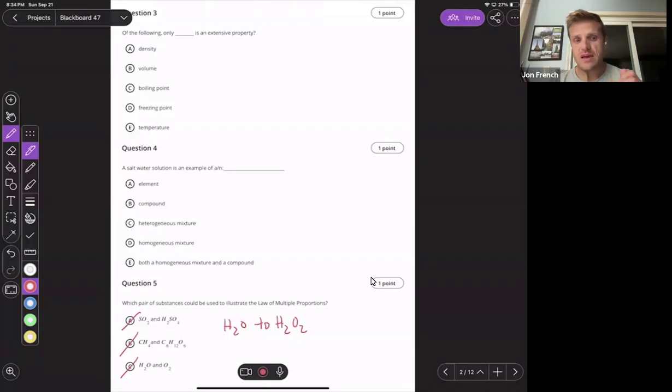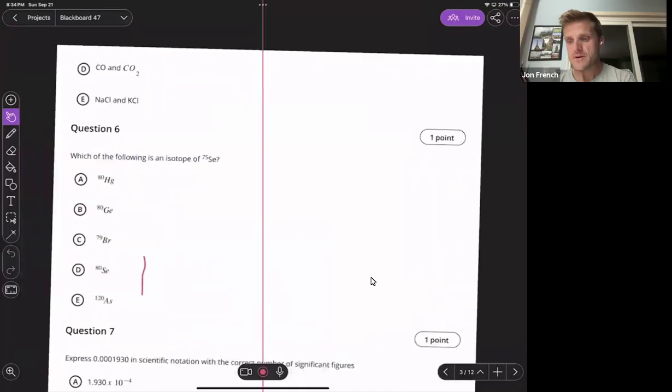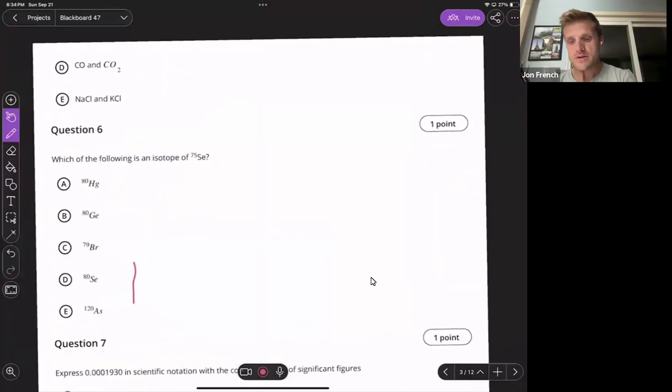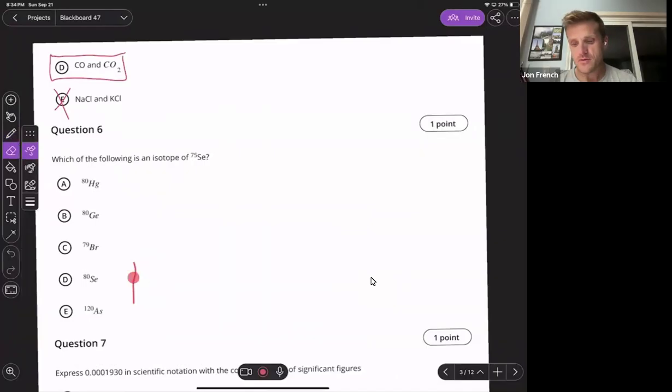Those first three examples, A, B, and C, they don't have all the same elements. So if we take a look at D, right, and E, and I apologize, D is way up there, but if we look at D and E, you can see E doesn't make sense either, but D, carbon monoxide versus carbon dioxide, right, we're changing the ratio, even though we're not changing the elements involved. So that's an example of the law of multiple proportions.